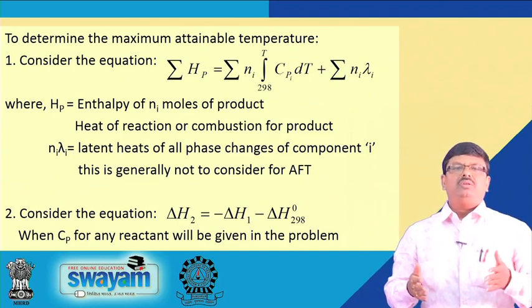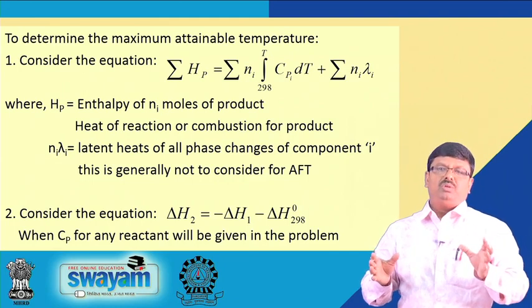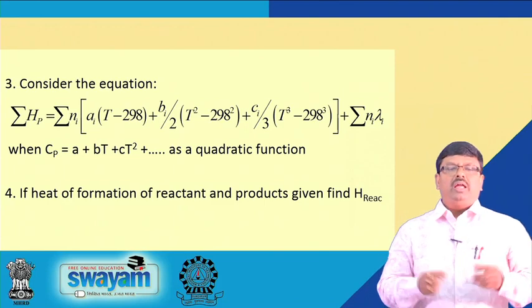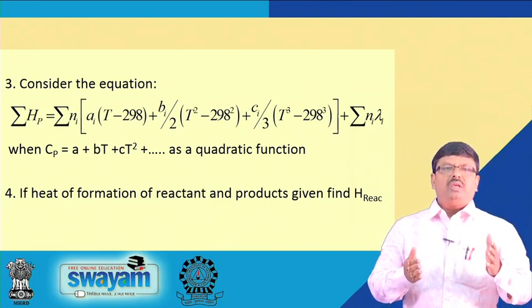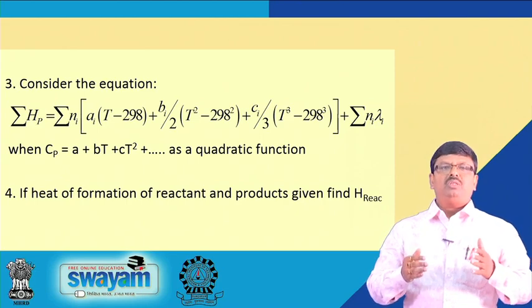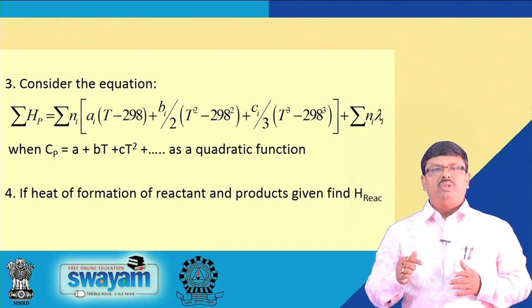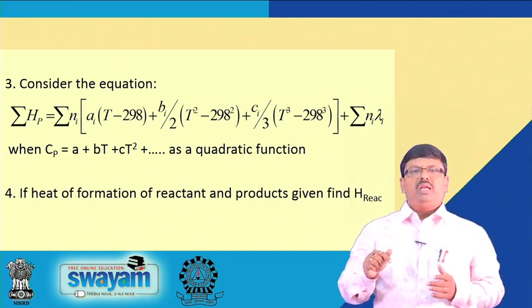So, this is delta H2 equals minus delta H1 minus delta H2 98. This is the basic equation to be considered for calculating this adiabatic flame temperature. And in this equation, the summation of Hp equals ai (T minus 298) plus Bi by 2 (T square minus 298 square) plus Ci by 3 (T to the power 3 minus 298 to the power 3), plus the summation of Ani lambda i.